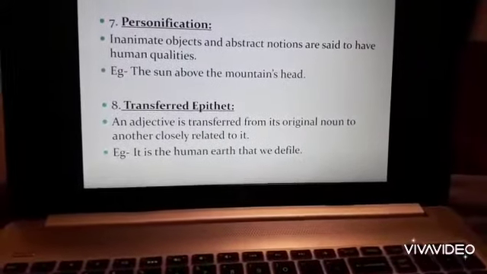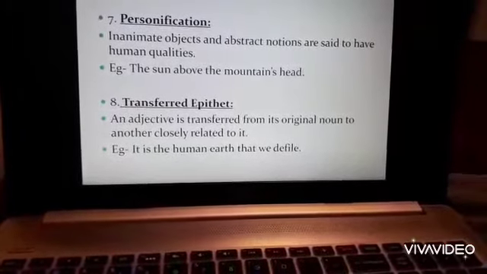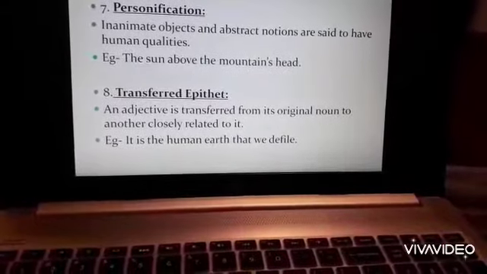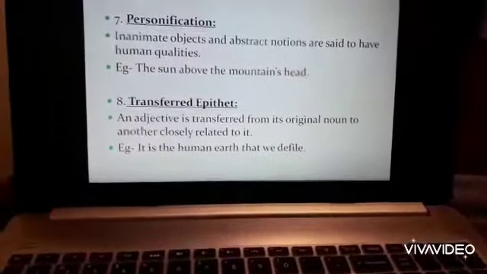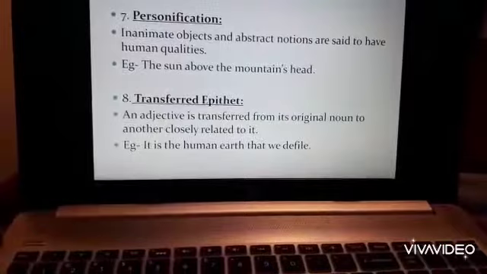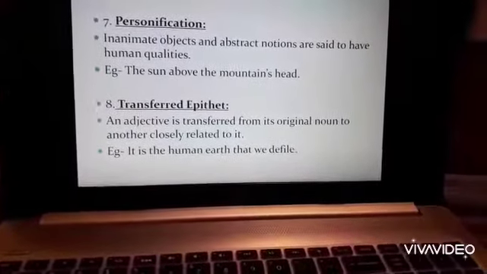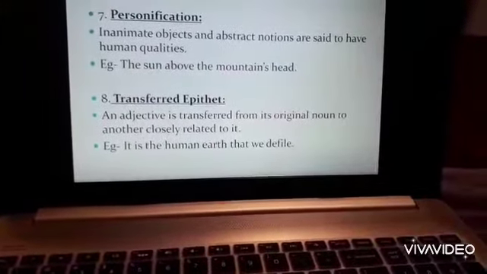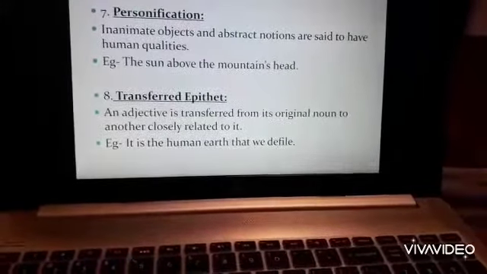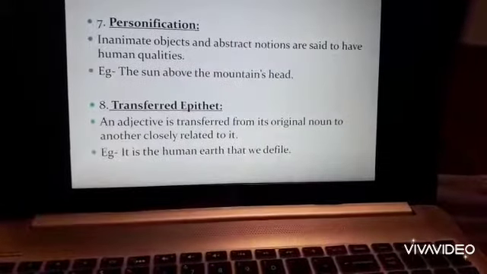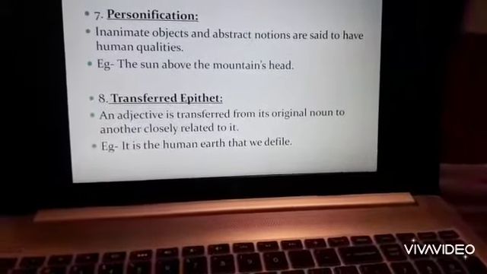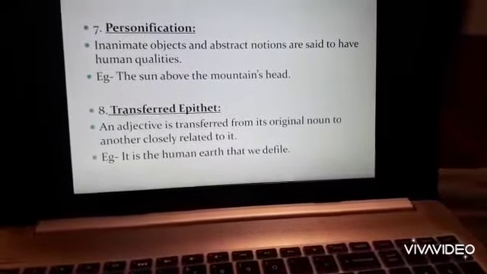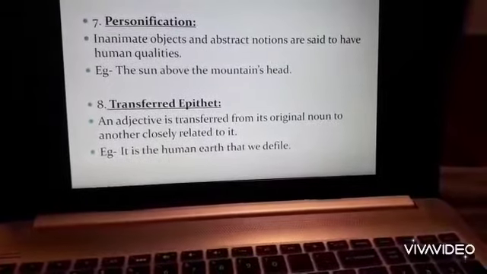For example, the sun above the mountain's head. Now here I will make you understand. The poet wants to say that the sun is above the mountain. But here the mountain is given the quality of a head. It's above the head of the mountain, and head is a quality of humans, and it is given to the mountain, which is an inanimate object, and that's why it is an example of personification.